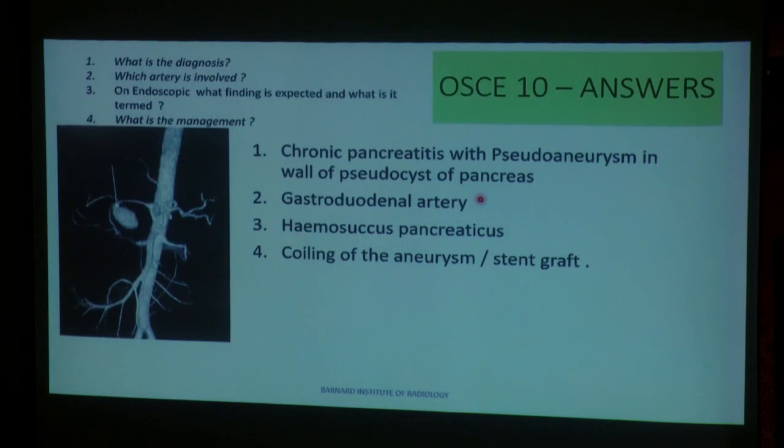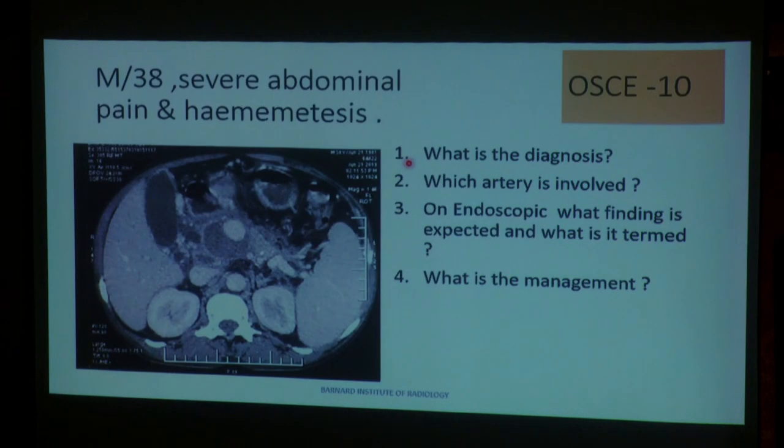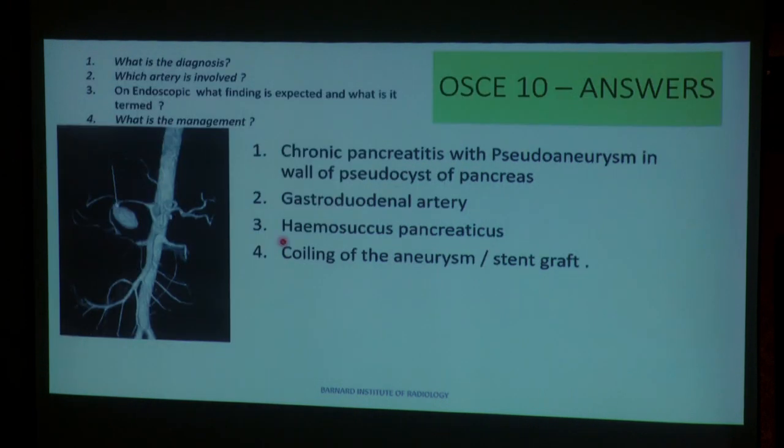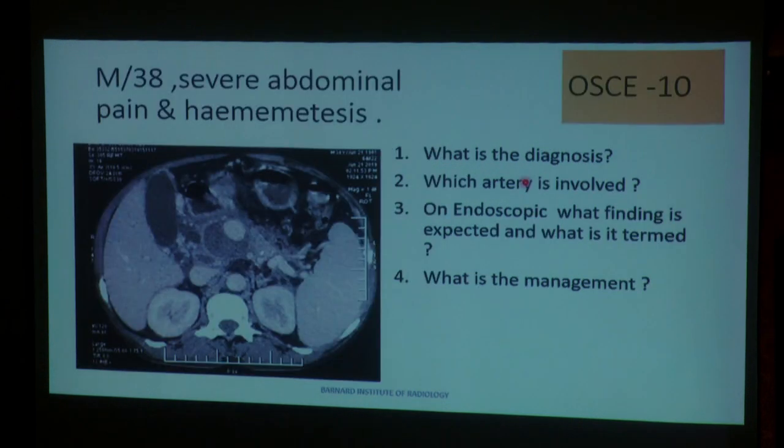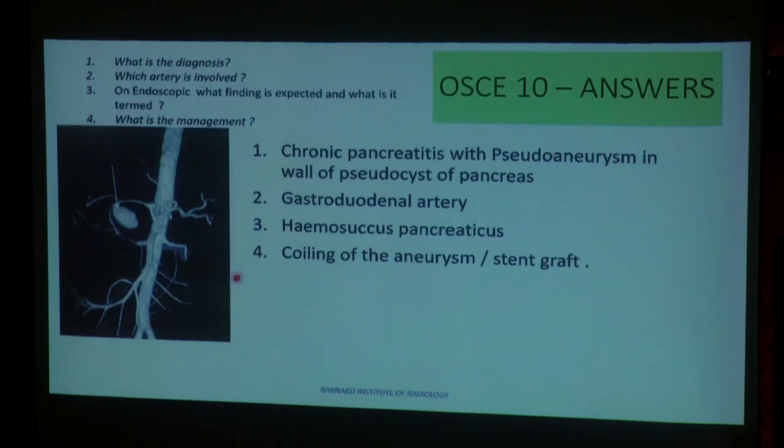So what is the diagnosis? The patient has chronic pancreatitis. You can see the calcification, and you can see the peripancreatic fat infiltration. So it is acute and chronic pancreatitis with a pseudoaneurysm in the wall of the pseudocyst. You can see a pseudocyst and the contrast enhancing aneurysm in the wall of the pseudocyst. It is equal in density to the aorta, so it is a pseudoaneurysm in the wall of the pseudocyst.